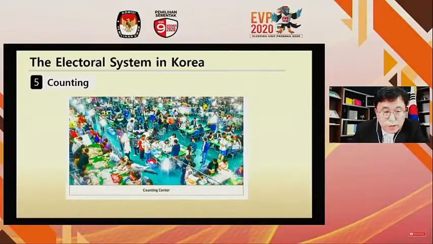After voting has closed, ballot boxes are transferred to the competent Gu-si-gun counting centers. We do have ballot sorting machine, but it is only used to sort ballots by candidate by reading the mark made by the marking device and its location. So therefore, actual counting of the ballots are done manually by counting staffs. Next, please.